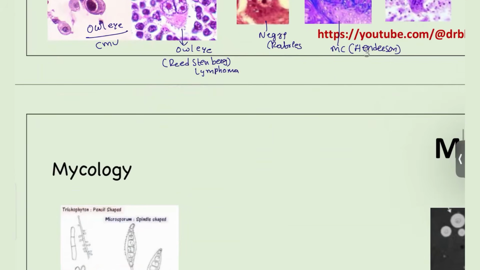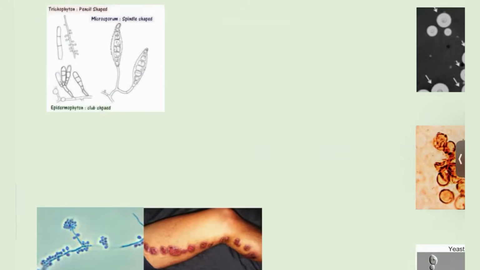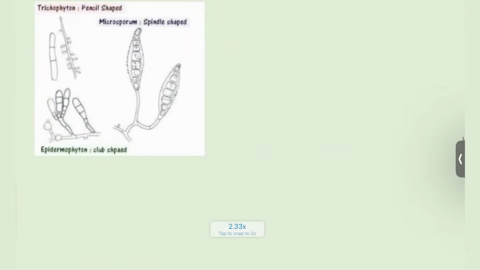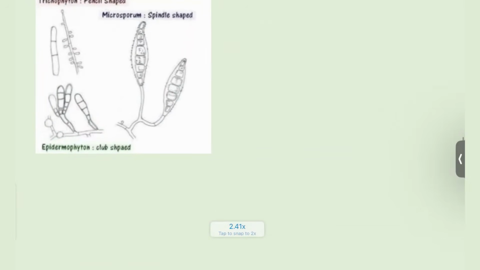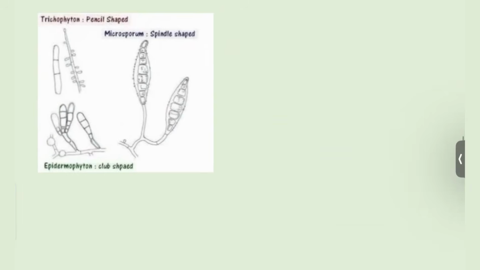Next, moving on to mycology. For mycology, the only things that you have to remember are the dermatophytes, the different types of infections and their specific cells on microscopy. See this picture, we have three types: Trichophyton, Microsporum and Epidermophyton.